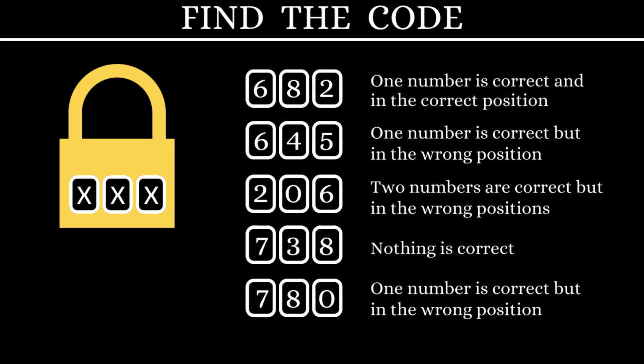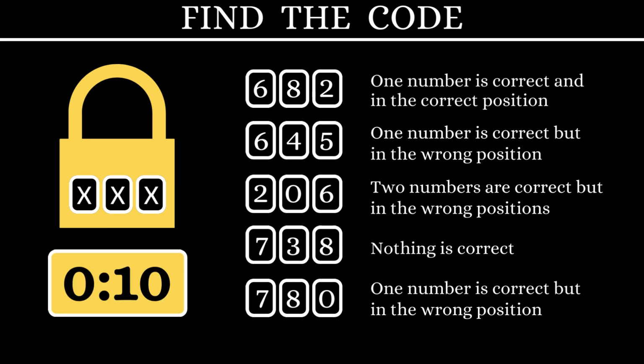A number lock has a 3-digit code. Using these hints, let's try to find out the correct code. Pause the video here to find the solution yourself. To verify your answer, continue watching.